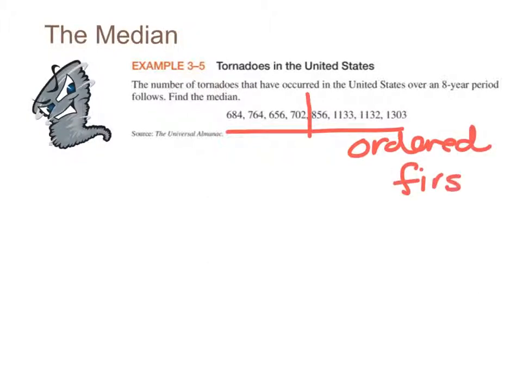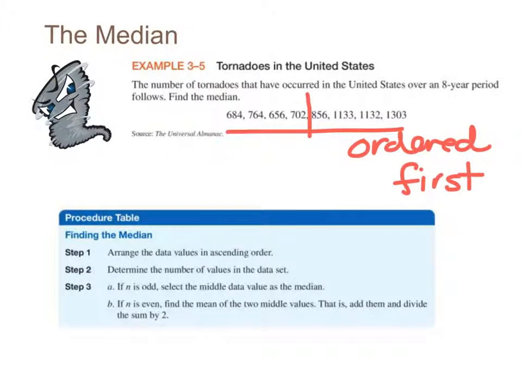That is super important for the median. So I'm going to show you what the procedures are to finding the median. So the first important thing is that you arrange the data values in ascending order from smallest to largest. So go ahead and write that down, because that's the important first step, going from smallest to largest.